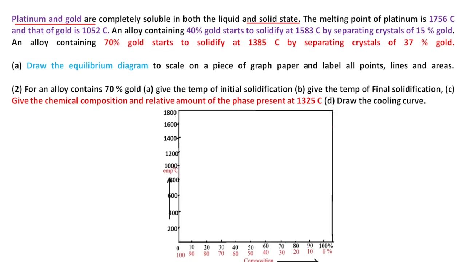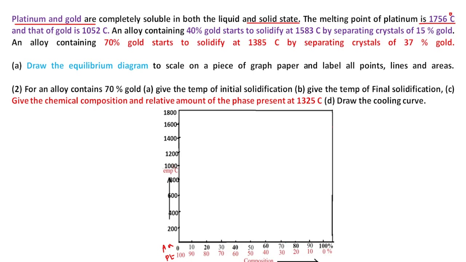The melting point of platinum is 1756 degrees Celsius. This is the melting point of platinum. This is the Au and Cu axis; the first one is 0 to 100 gold and 100 to 0 platinum. This is a full composition. The melting point of platinum is 1756 degrees.